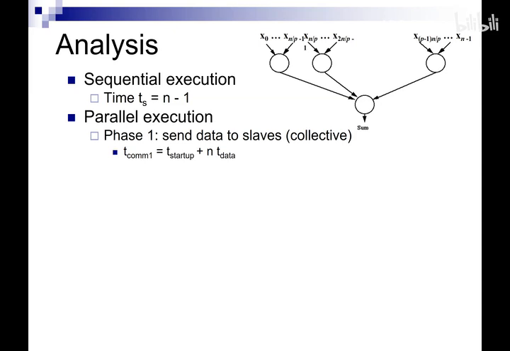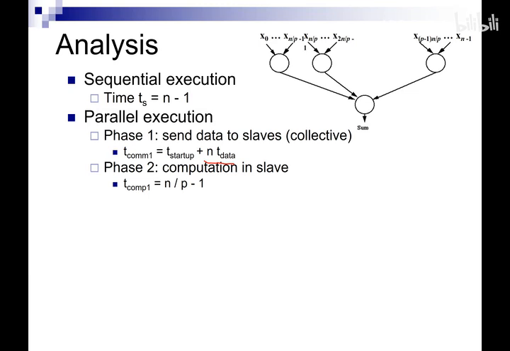For the first phase, where you send the data to the slaves, in total we're sending n pieces of data because you have n values that you're sending to the slaves. This is all being sent from the master, so the master himself needs to send n pieces of data. Therefore, it's going to take the master n times t data amount of time, where t data is the amount of time to send one piece of data, plus the startup time. So the time for the first phase is t startup plus n times t data.